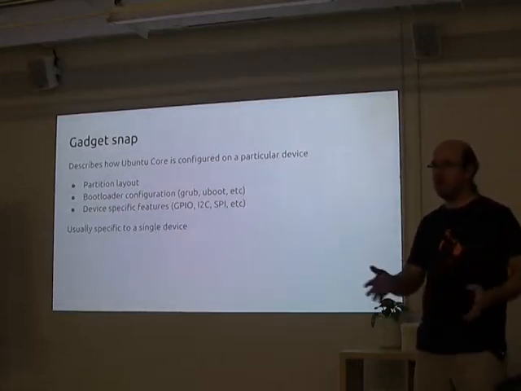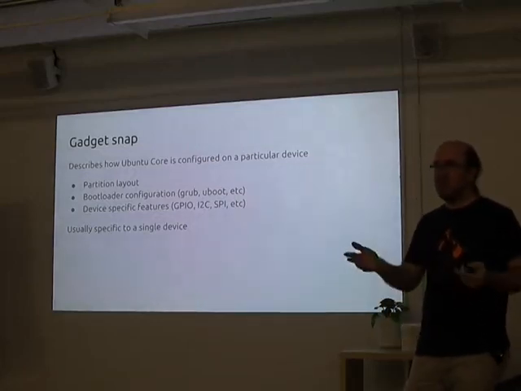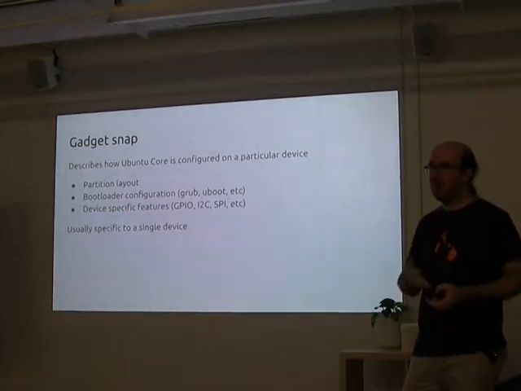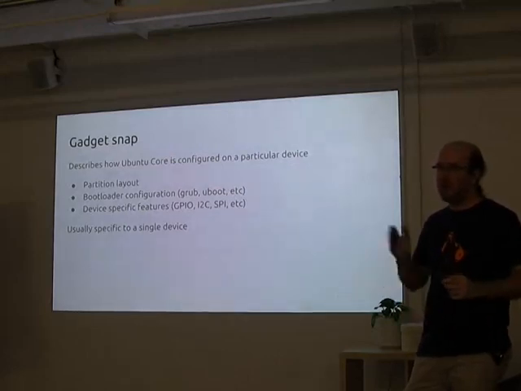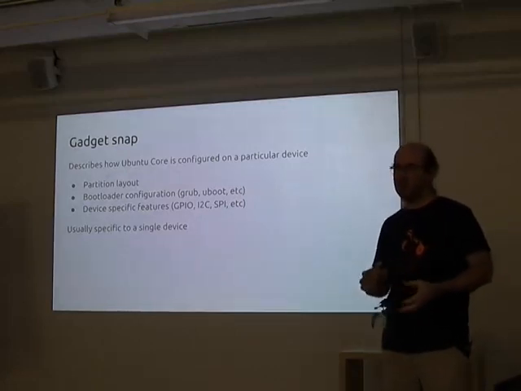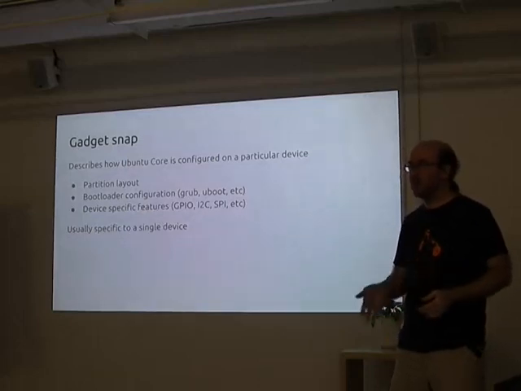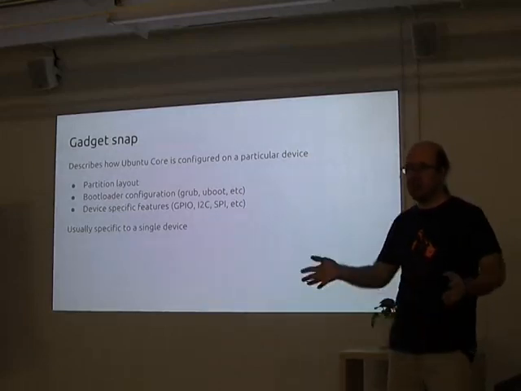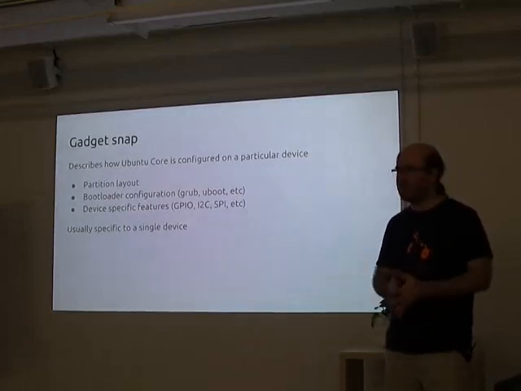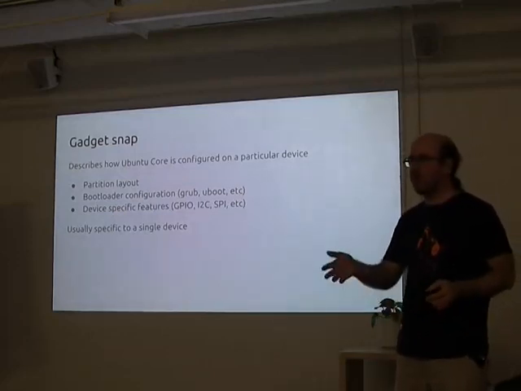And finally, we've also got the gadget snap, which describes how the system is put together. So this is the default partitioning for the system, how you configure the bootloader, and how we configure any specific hardware. So if we've got a gadget snap for the Raspberry Pi, it's going to have configuration for GPIO pins, I2C, I mean, SPI and all these things.